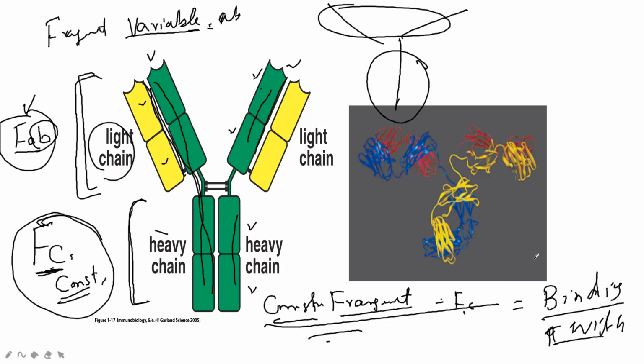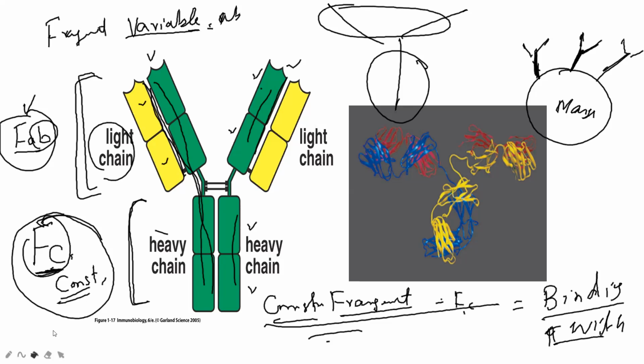The constant part, for example, binds a mast cell. How does the antibody attach to the mast cell? This part, the antibody attaches like this. Which part attached to the mast cell? Tell me. Which part attached to the cell? Fc, okay? So this lower part, this straight part, is the Fc segment.